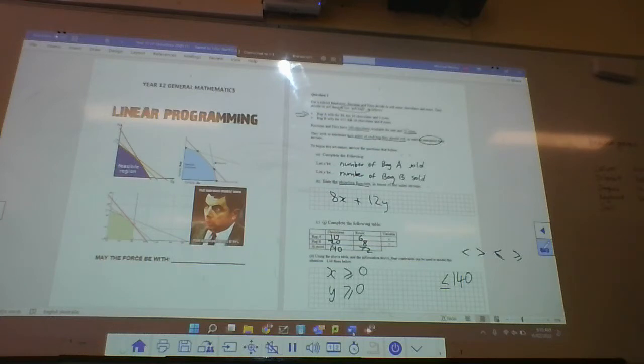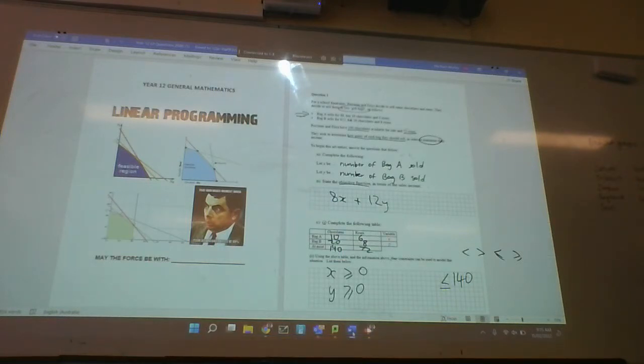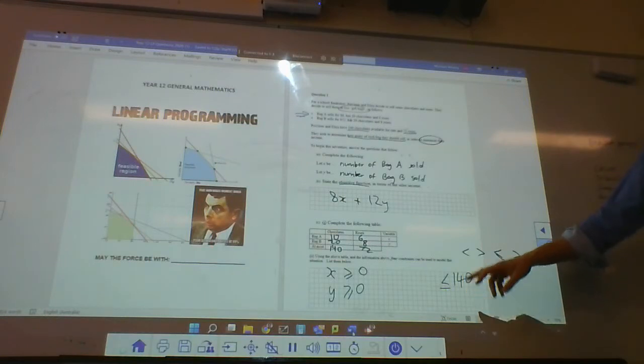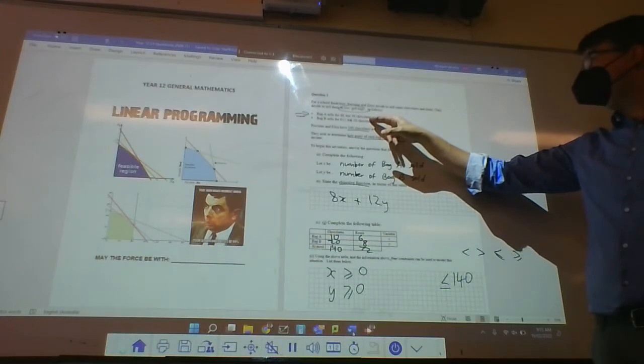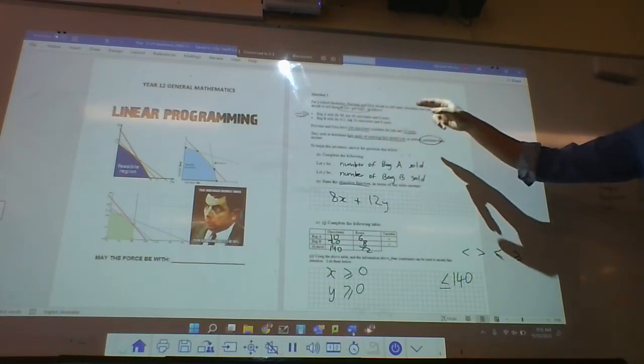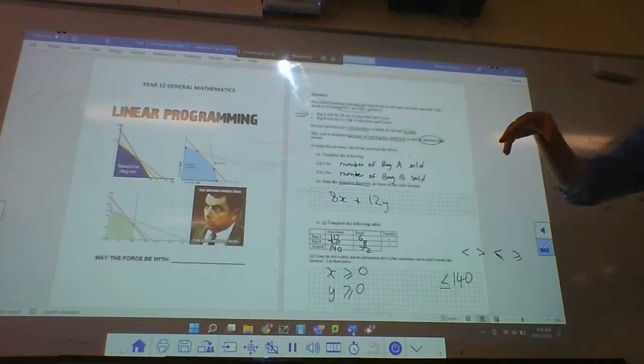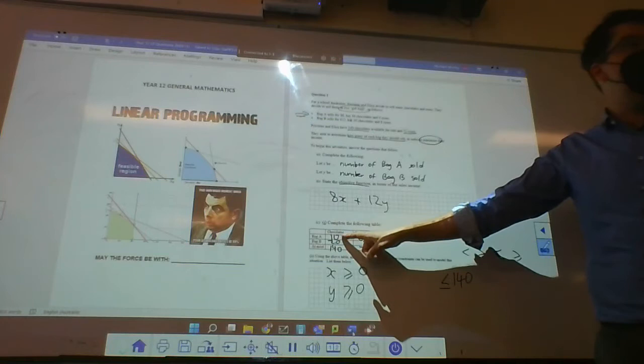But how can we write an equation in terms of how many chocolates we might use? X plus Y? X plus Y, have one guess? What was one over here? X. Less than or equal to. X is less than or equal to 140? Let's have a think. If X is less than or equal to 140, bag A has 10 chocolates. So could you sell 140 of bag A? No. Every one of bag A has 10 chocolates in it.